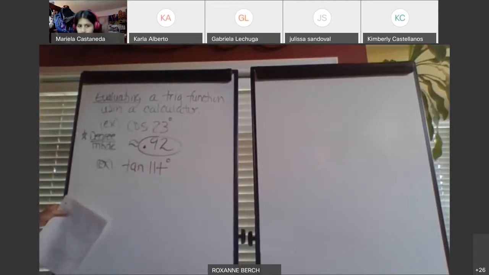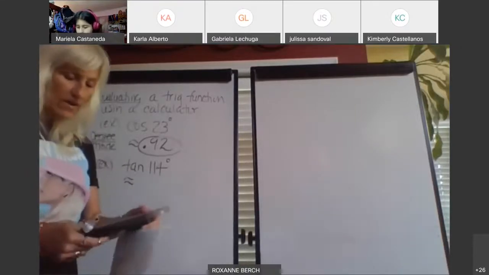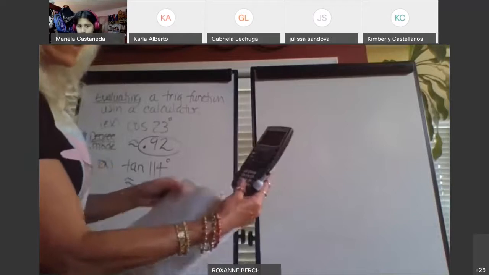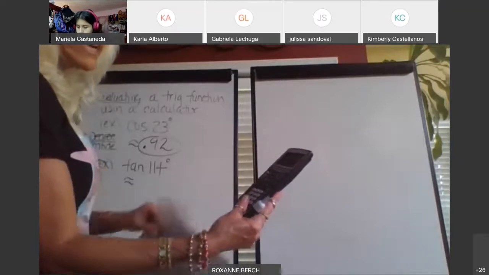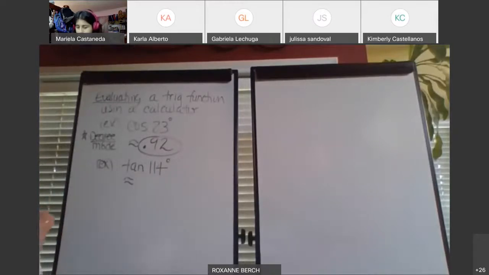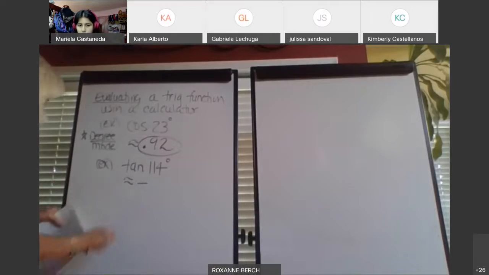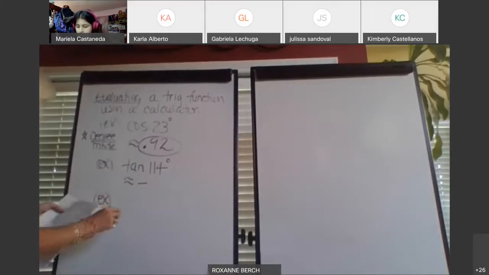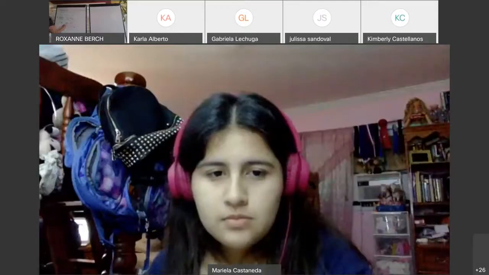Let's go to the tangent of 114 degrees. I can't evaluate that on the unit circle. We don't know anything about 114. So you're using the trig keys on the calculator. They're in white. Do not use the yellow keys. Those are the inverse keys. So you're using sine, cosine, and tangent. You're making sure you're in degree mode and just give me the answer. So what's tangent of 114 degrees? Negative 2.246, so it's about negative 2.25.